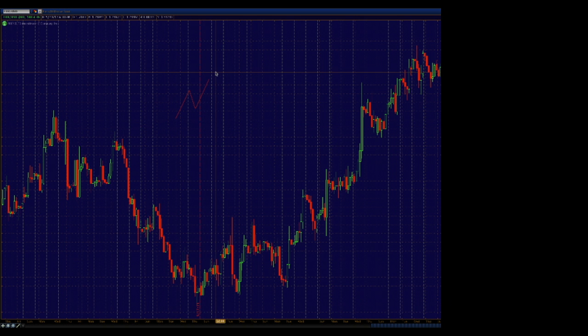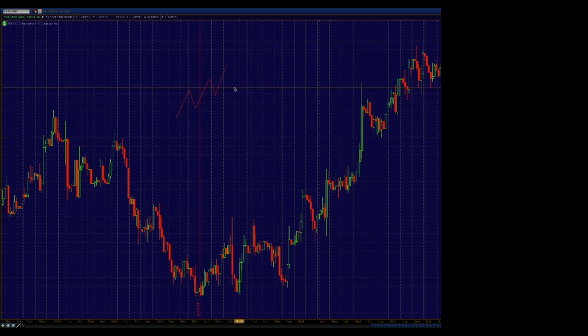This is classified as an uptrend when we have a series of higher highs and higher lows, just like this. Higher high, higher low, higher high, higher low, higher high.